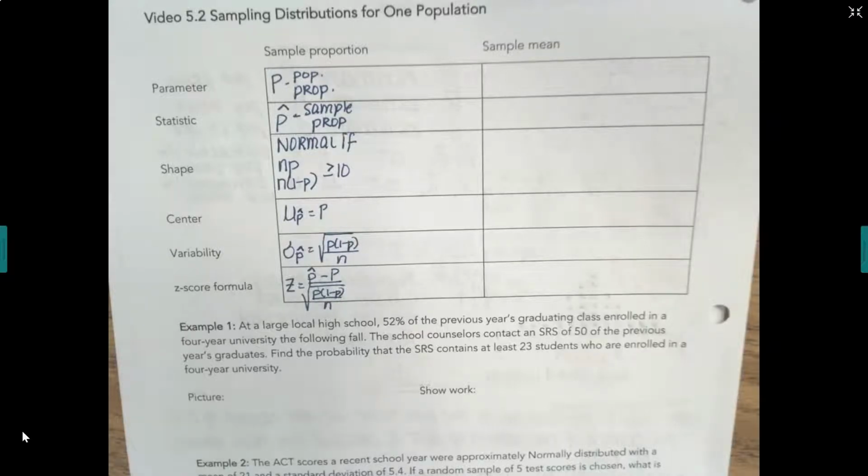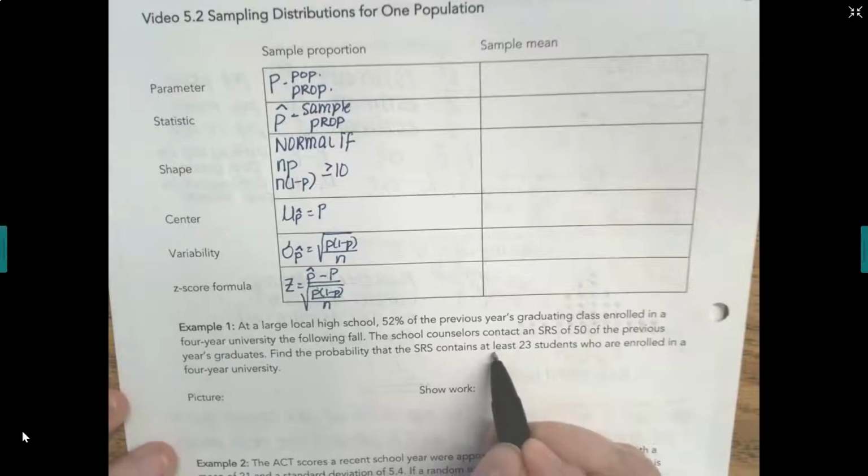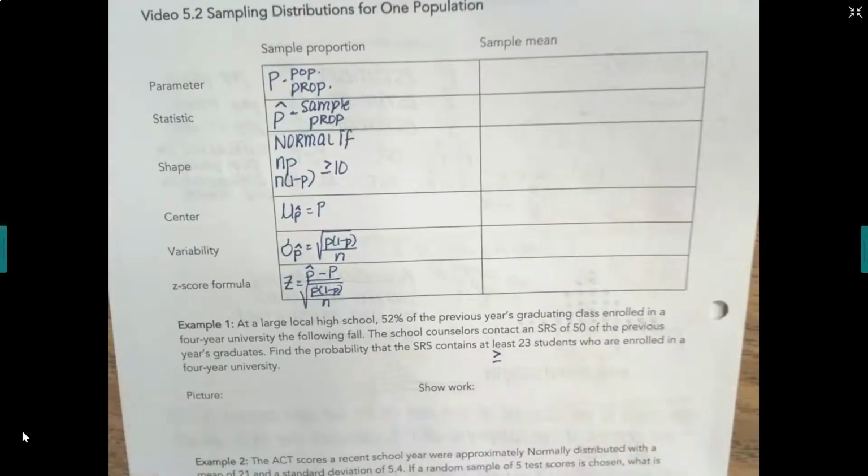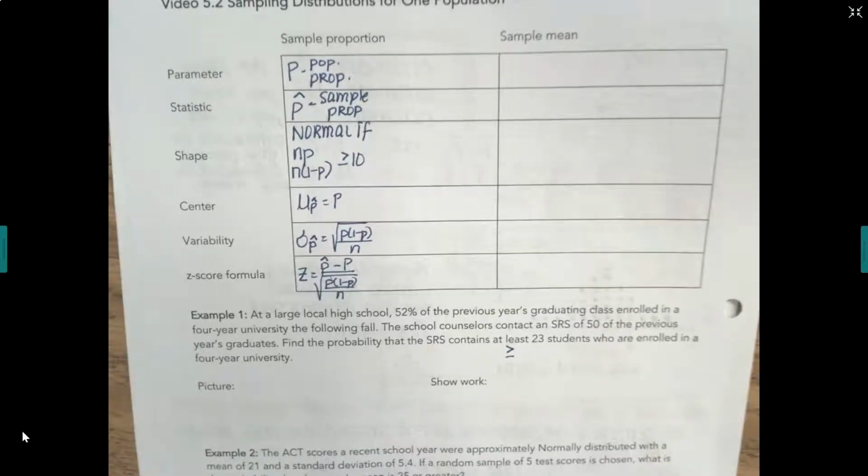At a large local high school, 52% of the previous year's graduating class enrolled in a four-year university the following fall. The school counselors contact an SRS of 50 students from the previous year's graduates. Find the probability that an SRS contains at least 23 students who are enrolled in the four-year university. The words "at least" mean greater than or equal to. That should help us with our drawing when we do this.